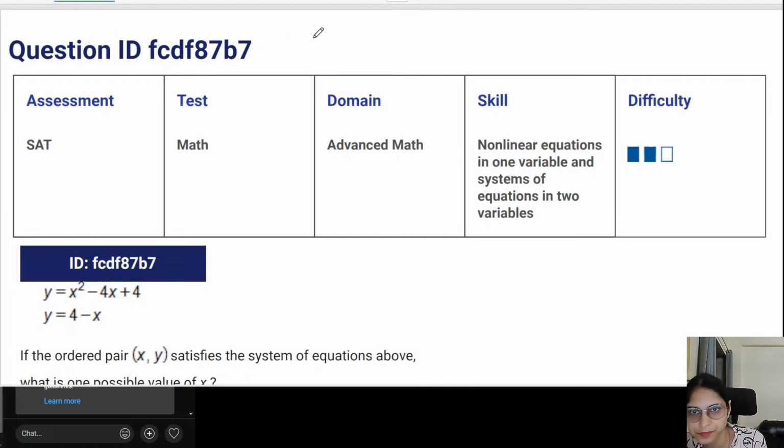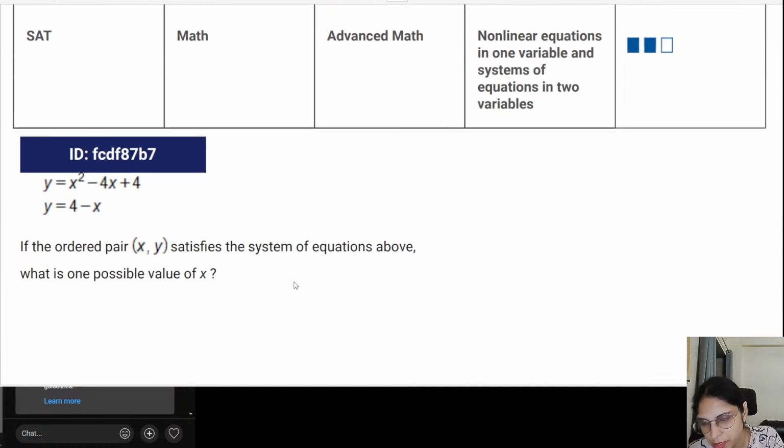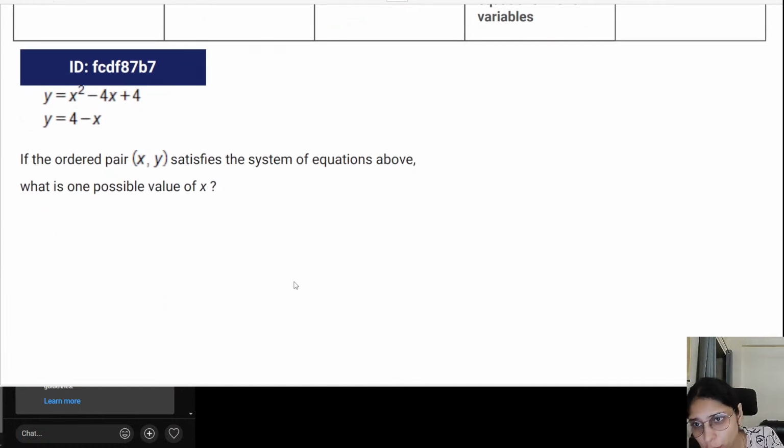#21 is the next one. Y is equal to x squared minus 4x plus 4. Y is equal to 4 minus x.